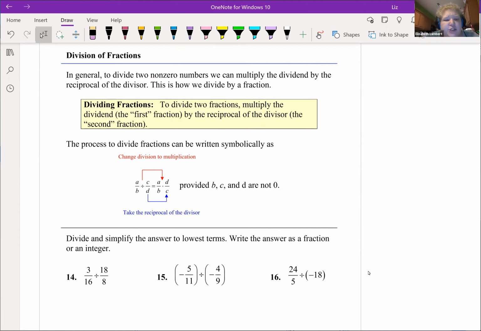To divide two fractions, multiply the dividend, English, the first fraction, by the reciprocal of the divisor, the second fraction. So some people have the moniker for this keep, change, flip. You keep the first one as is, you change the sign to multiplication, and you flip the second one.